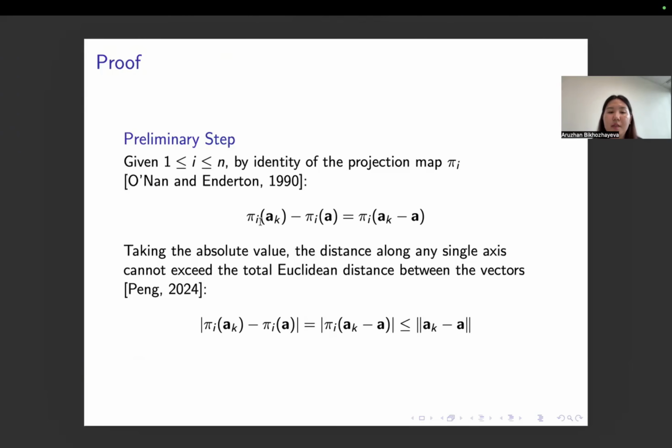So notice that subtracting two projected coordinates is exactly the same as projecting the difference of the vectors. This follows from the linearity of projection maps. Next, we compare the distance of one coordinate with the total Euclidean distance. Intuitively, moving along one coordinate can never be larger than moving through the entire space, and therefore we have this inequality. Actually, it becomes the key tool that allows us to connect coordinate distances with vector distances throughout the proof.